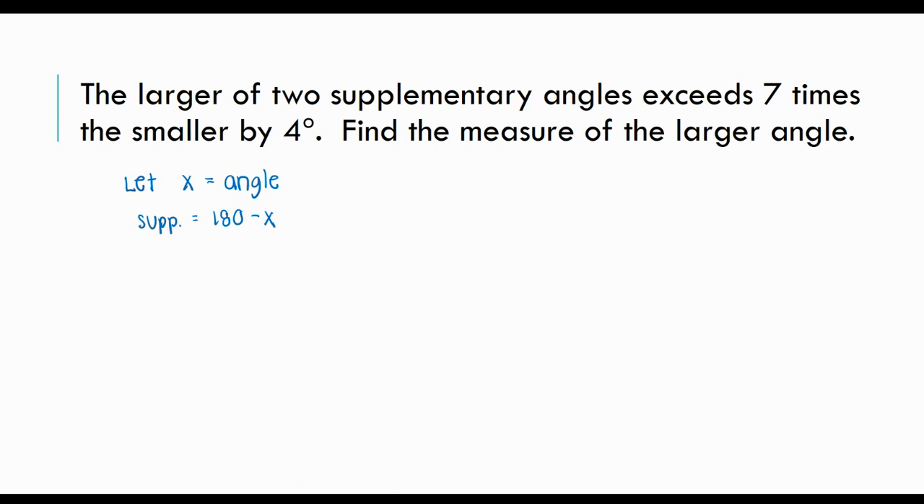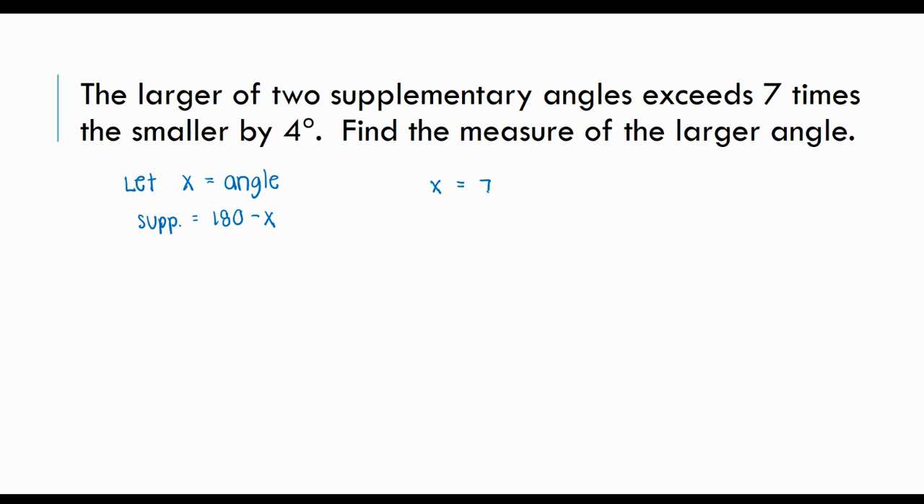All right. So the larger of two supplementary angles. We don't know which one is larger. We don't know if the angle x is or if the supplement is. So once again, it's just a matter of you choosing which one it is that you want to start with. So I'm just going to start with x. So x is going to equal, okay, because now it's saying that it exceeds 7 times the smaller by 4 degrees.